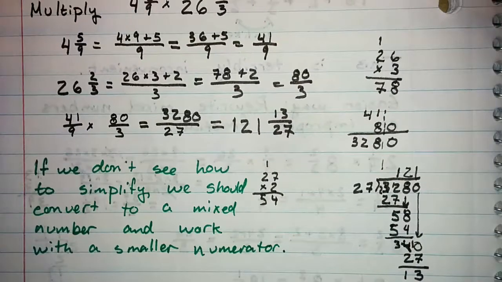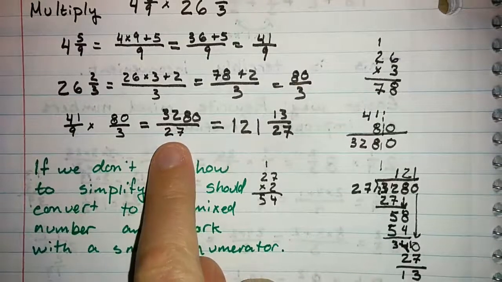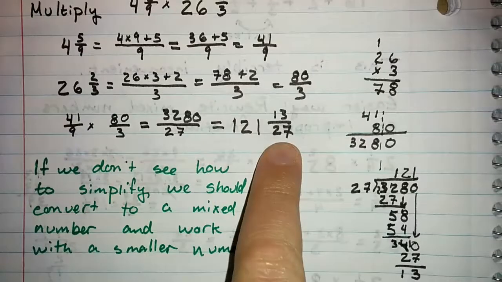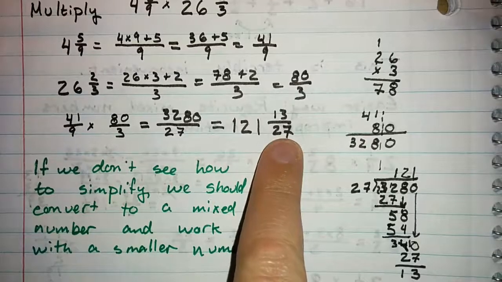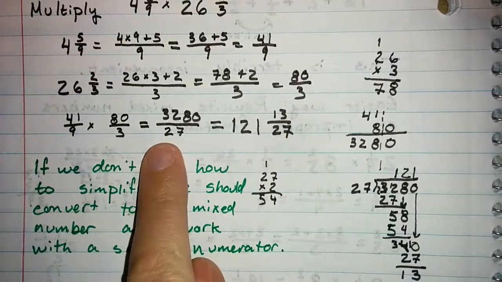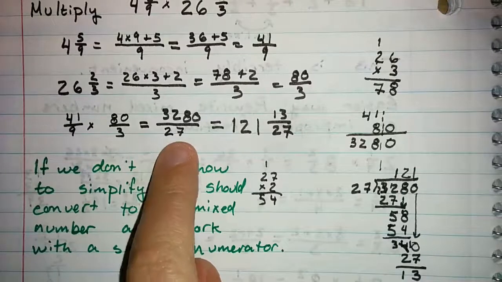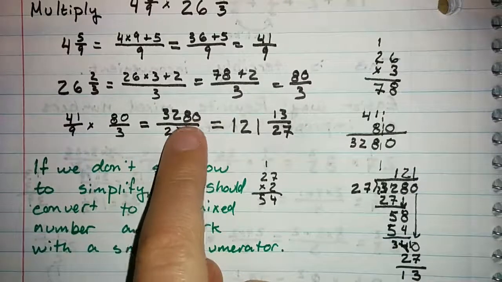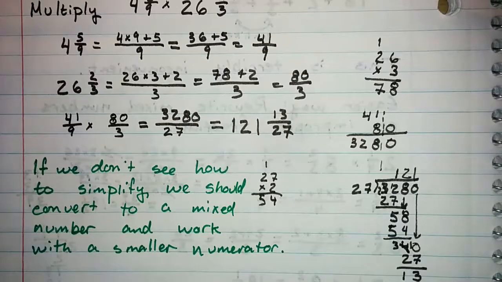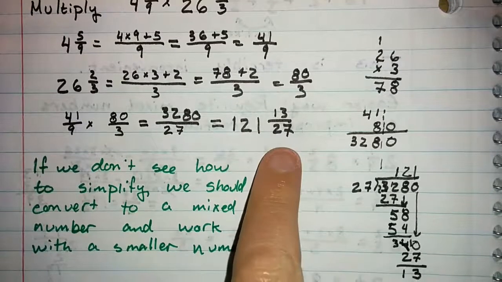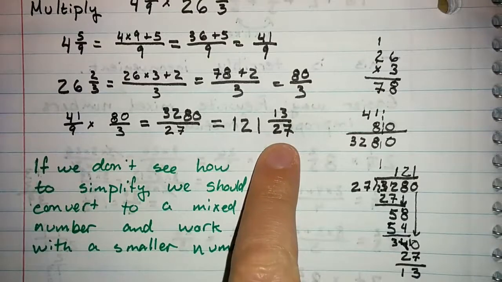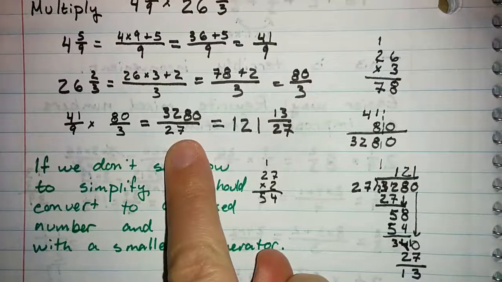If we don't see how to simplify, we should convert to a mixed number and work with a smaller numerator. If we can simplify this fraction, we'll be able to simplify this one. If we can simplify this one, we would have been able to simplify this one. But rather than spending a lot of time messing around trying to find all the factors of 3,280, once we converted to a mixed number, it was clear that this fraction part is already in lowest terms, which means that this one was as well.